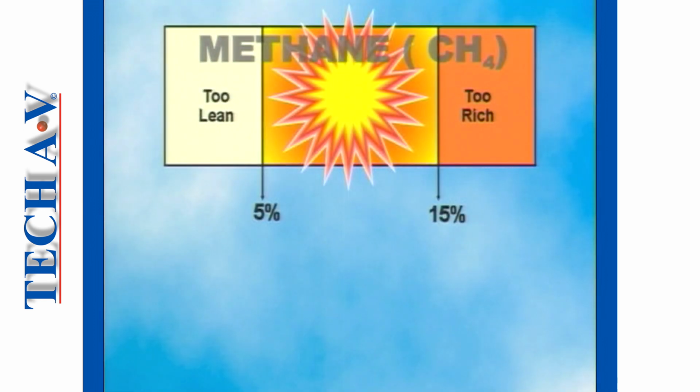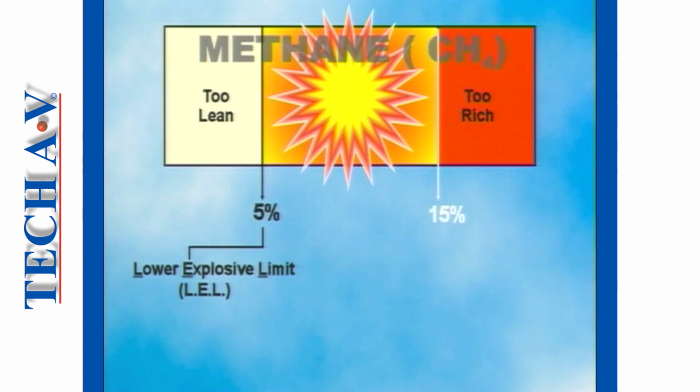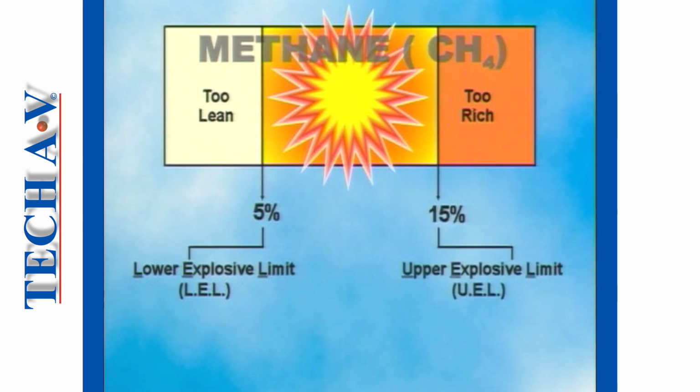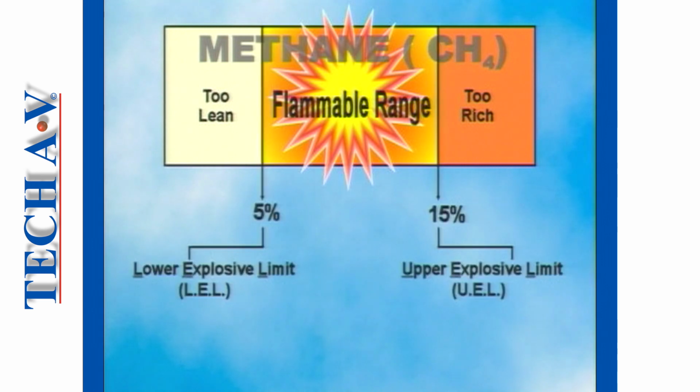The 5% mixture of gas is called the lower explosive limit, or the LEL for methane. Any mix below 5% is considered too lean for combustion. Should the proportion reach 15%, then the mixture would be too rich for combustion to occur. This concentration is known as the upper explosive limit, or the UEL for methane. The concentration in between the LEL and the UEL is known as the flammable range.